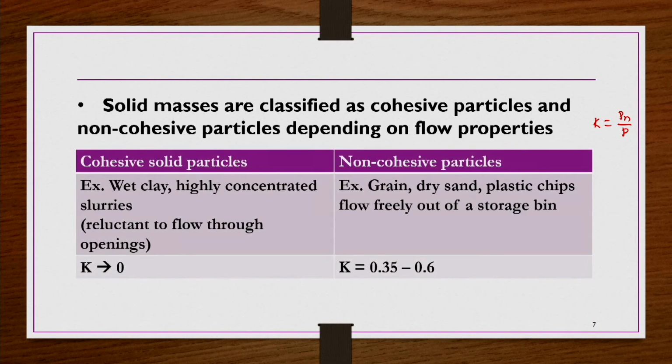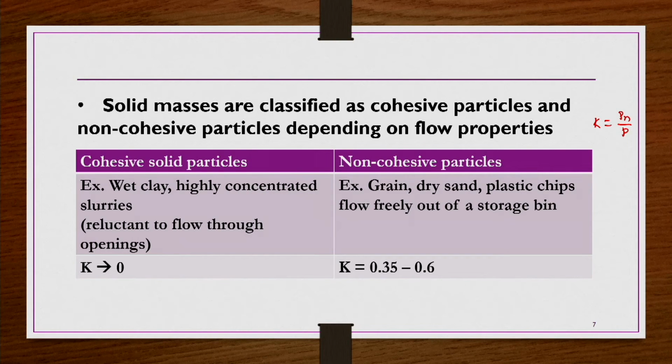We have cohesive solid particles such as wet clay and highly concentrated slurries, which are reluctant to flow through openings. In general, you have, let us say, a big container with an opening at the bottom. When you open the opening, the material should comfortably flow. But if the solid material is cohesive, like wet clay or highly concentrated slurries, it may not flow comfortably, and indeed it will be reluctant to flow through openings. For such cases the K value is close to 0.